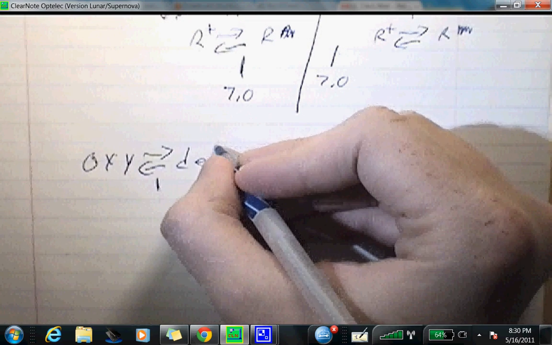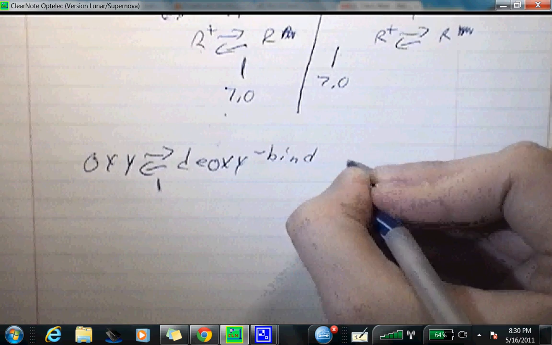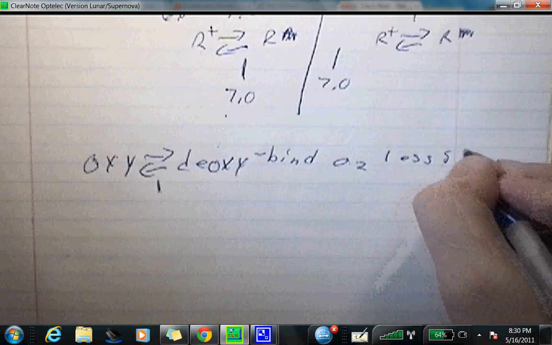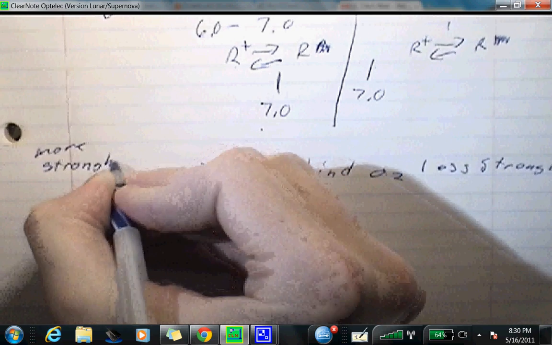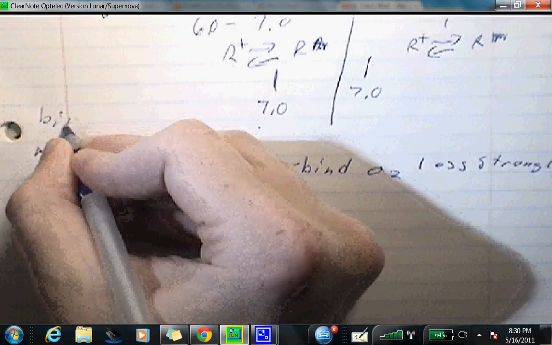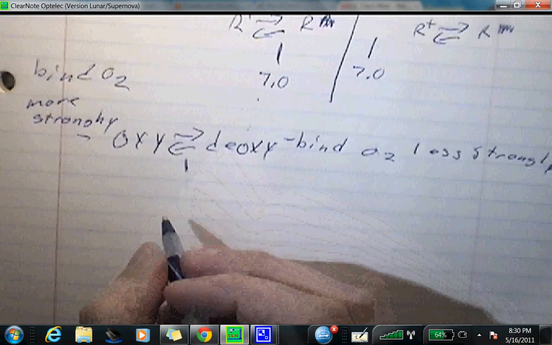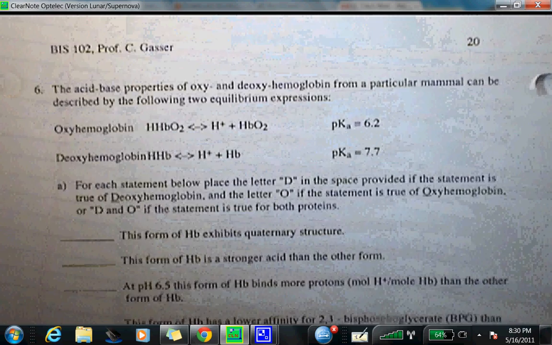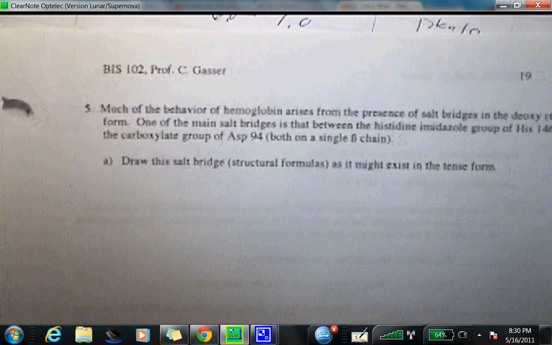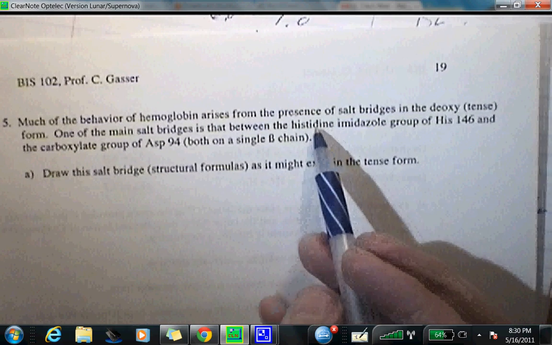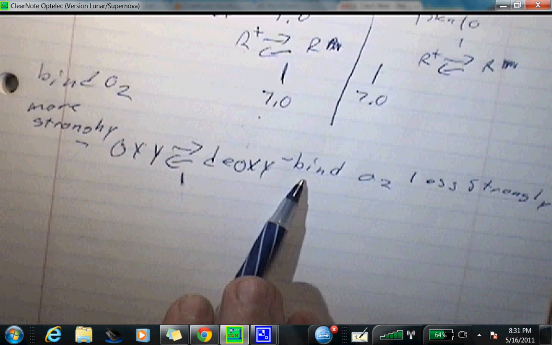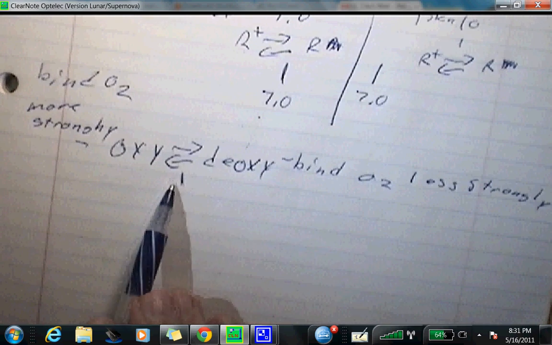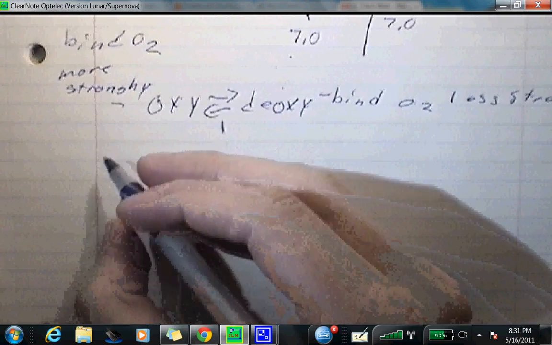So your deoxy state is going to bind O2 less strongly, and the other side binds more strongly. So what that means is that when our main salt bridge is becoming stronger, it's going to favor our deoxy form. And so what that means is that it's going to bind O2 less strongly. So let's see if we can draw that.